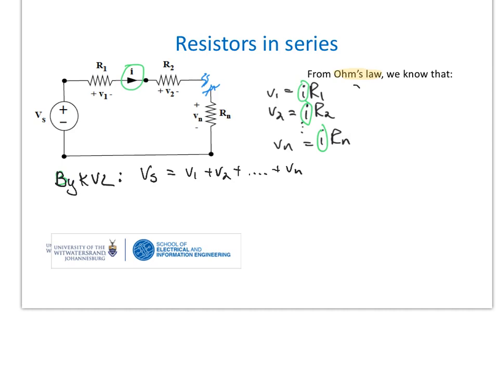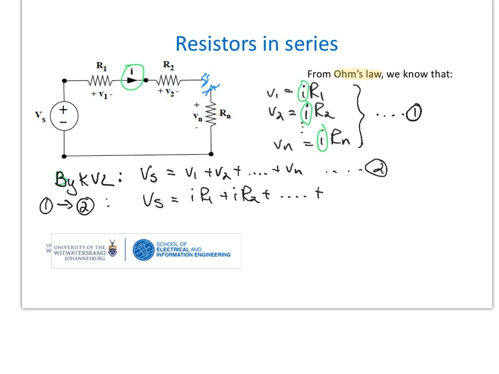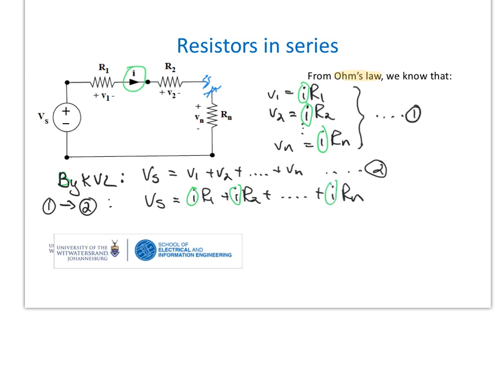Now let's call this set of equations 1, and we'll call this equation 2. So if we substitute 1 into 2, then we get that Vs is equal to I R1 plus I R2 plus, and so on up to plus I Rn. And because all these I's are the same, so it's the same current I flowing through all of the resistors, therefore, we can write this as Vs is equal to I times R1 plus R2 plus, and so on up to Rn.